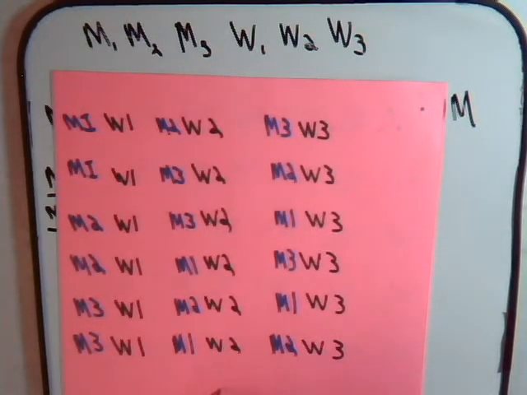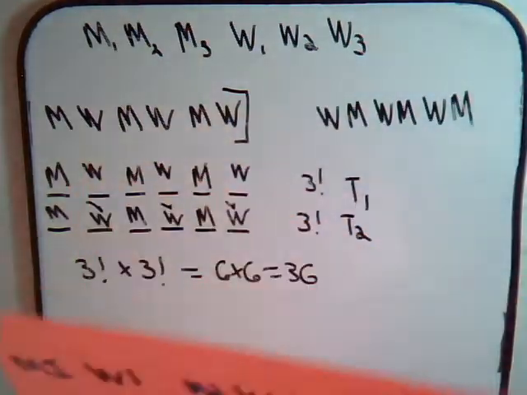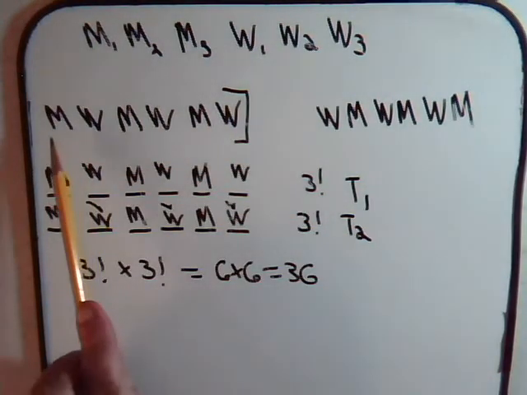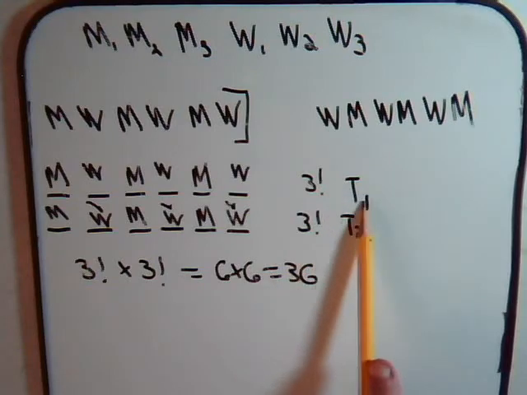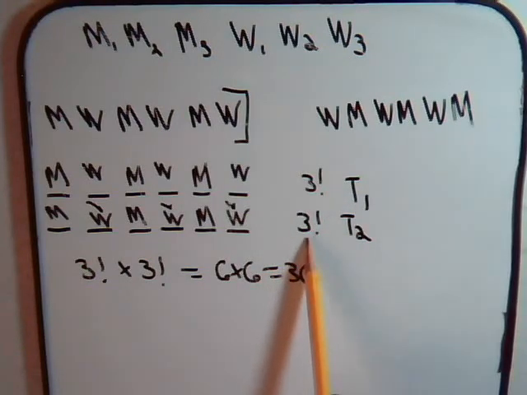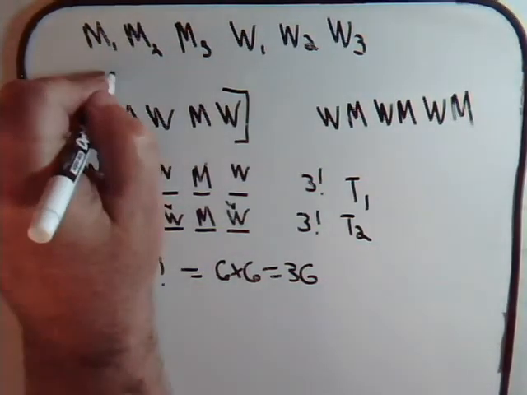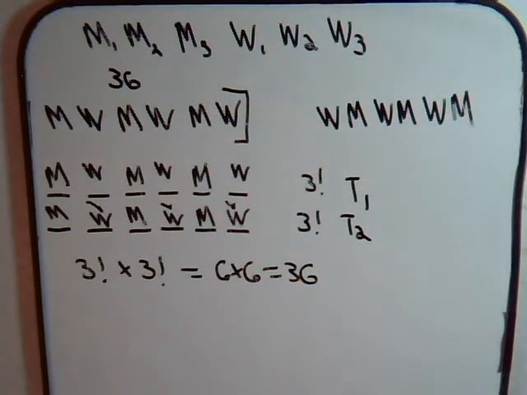So this is for task T2. Task T2 and task T1 together give us this arrangement. So the number of ways that could be done is the number of ways that we can perform task T1 times the number of ways that we can perform task T2, or 6 times 6 is 36. So the number of ways that we can produce that pattern is 36.